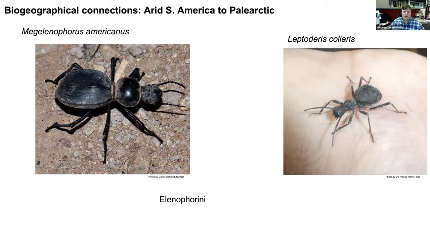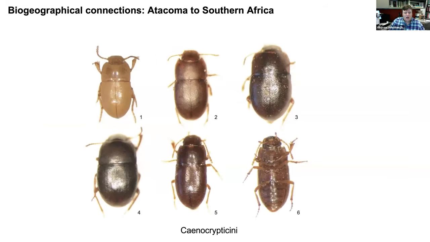First, we have arid South American habitats connected to the Palearctic. We have this tribe, Elenophorini, and I think there are only two genera in the tribe, but there's Megelenophorus from South America versus, I think, a few genera in the Palearctic, these weird elongate beetles. We're really interested to see if these are actually monophyletic, but again, these are the only places that they occur in the world. We also have the tribe Cnemeplatiini, which is found in the Atacama Desert and Southern Africa. So there are some neat connections that go that way.